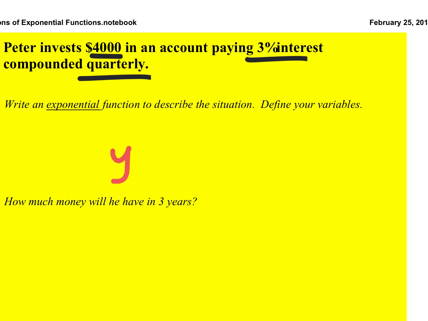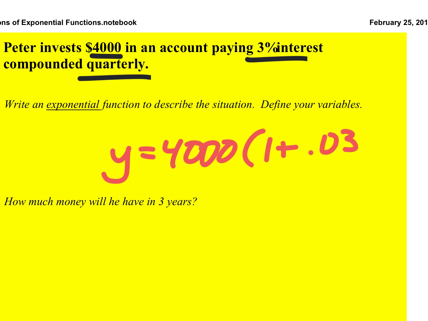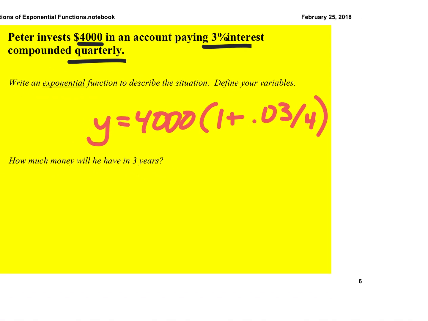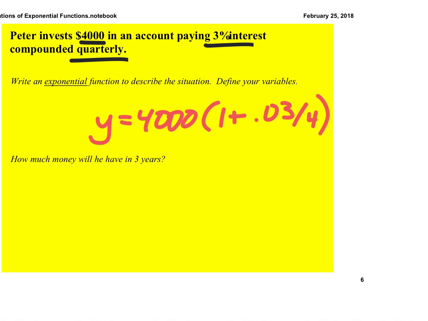You should start with 4,000, and then you go 1 plus the rate, which I know, 0.03. Quarterly means divided by 4. Now, nasty little twist. How much money will he have in 3 years? Do you think I should put 3 up there? No, because that would mean 3/4, and 3 years isn't anything like quarters. See, we're in quarters.